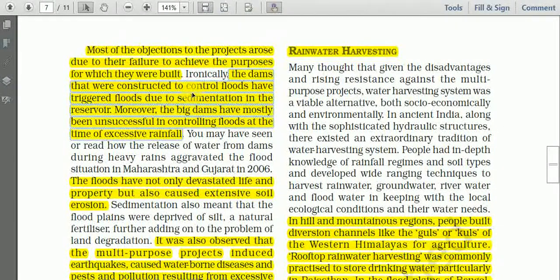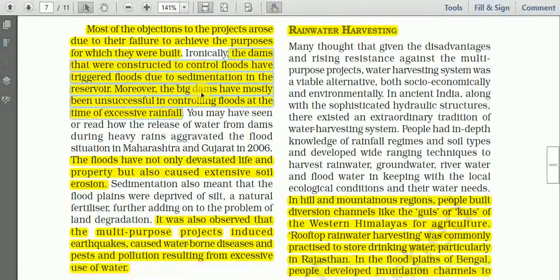Because most of the dams have failed to achieve the purposes for which they were built. Dams have been built to control flood, to provide irrigation, to provide drinking water, for harnessing electricity, but sometimes those purposes are not fulfilled, and that is why so many objections are coming from different sections of society.